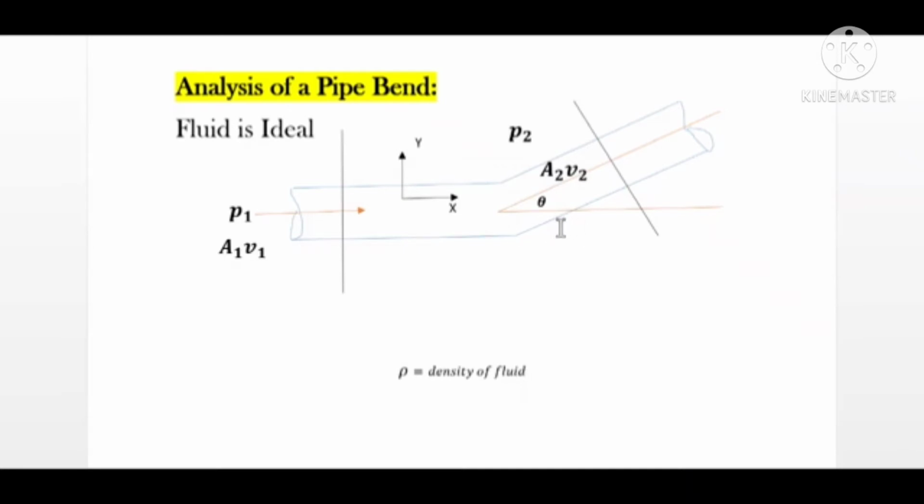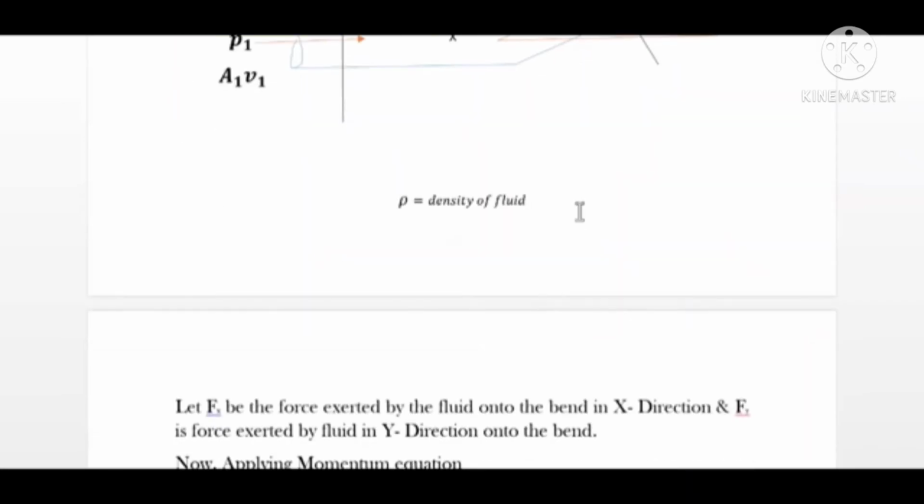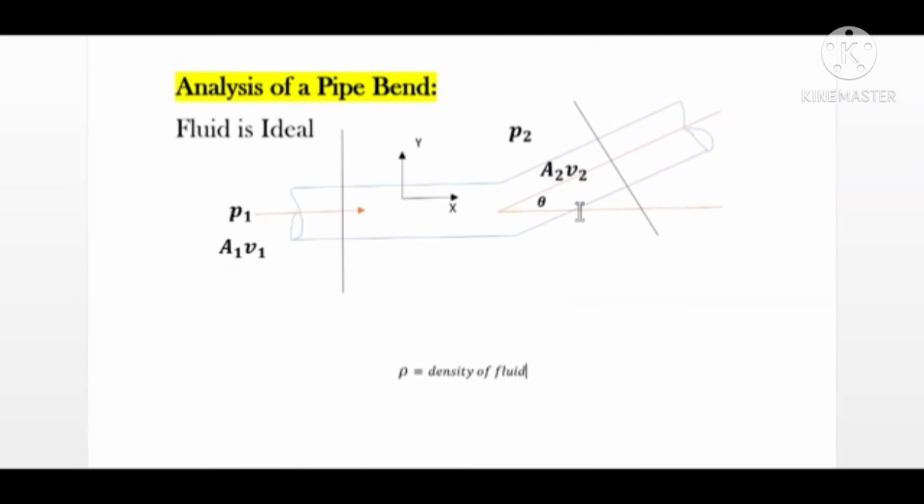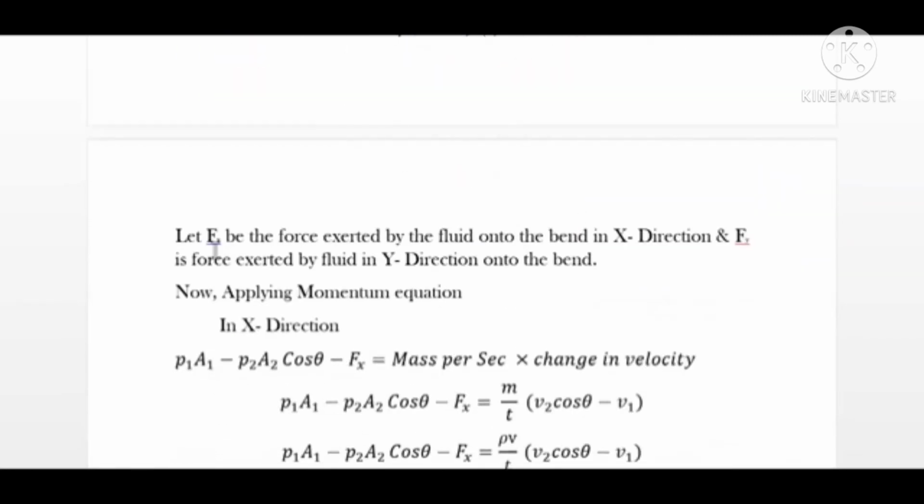So if we calculate the forces that fluid is going to exert on the pipe bend, on reversing the direction we can find what force the pipe bend is going to exert on the fluid. You will get to know this in the derivation. So we have considered that Fx is the force exerted by fluid onto the bend in x direction, and Fy is the force exerted by fluid in y direction.